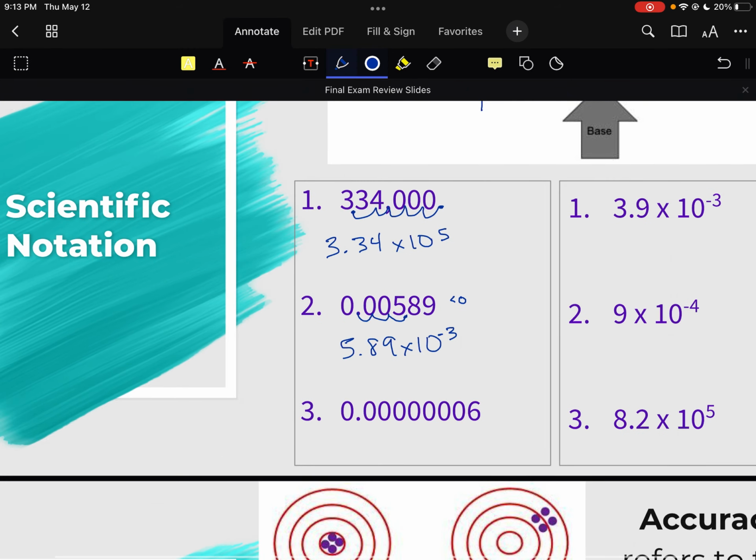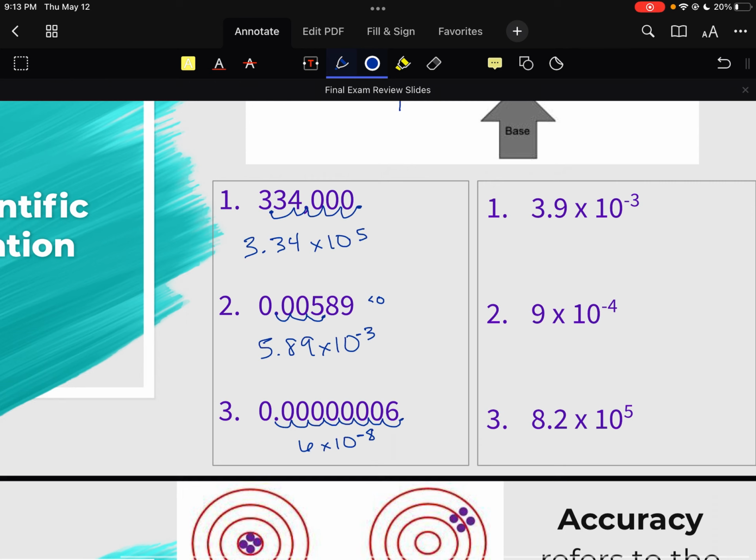Okay. Here, I want my decimal after the number. 1, 2, 3, 4, 5, 6, 7, 8. And because it's a little number, less than 0, it's going to get a minus 8. Okay, for these, I'm going to move my decimal this many places, and I know that because it's a negative 3, I want to move my decimal to the left because I want to make a little number less than 0. So 1, 2, 3, and then I can just fill in my zeros.